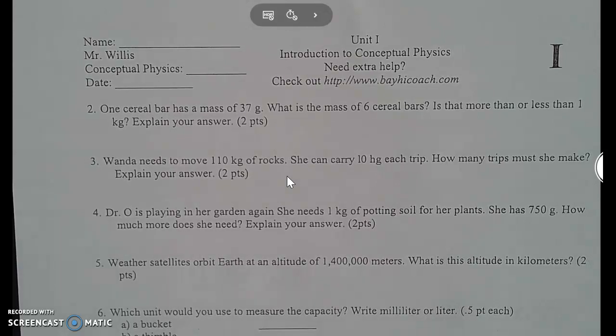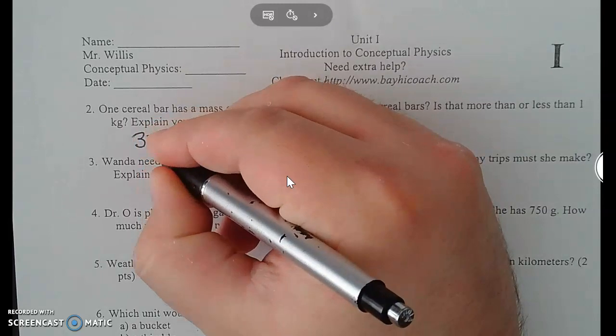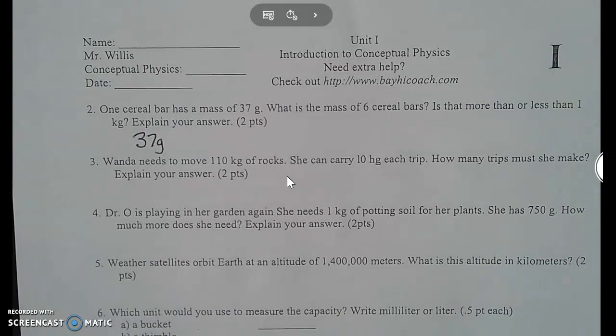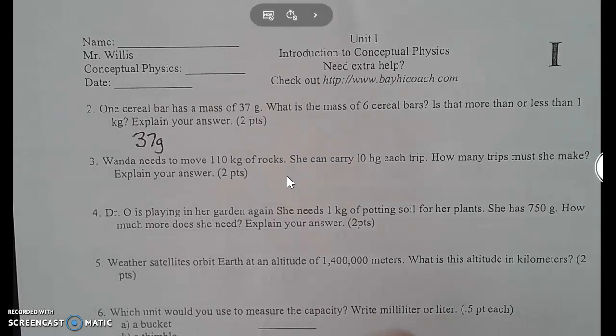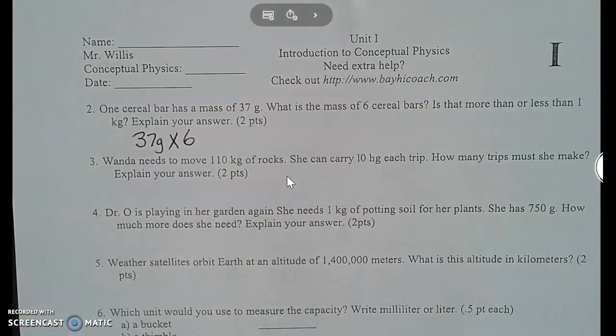So it says 1 cereal bar has a mass of 37 grams. So I know that 37 grams is 1 cereal bar. And it says, what is the mass of 6 cereal bars? Well, before I even get to the end, if I want the mass of 6, I can multiply, right? I could do 37 times 6. Right? And you could do this on your phones, or you could do this on your calculator on your Chromebook, right?